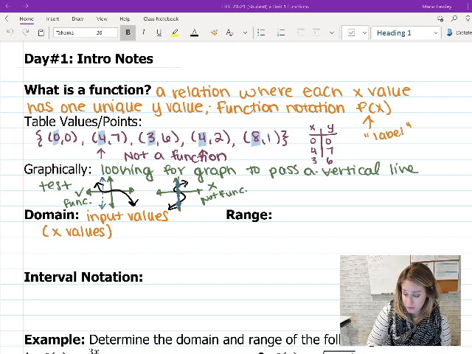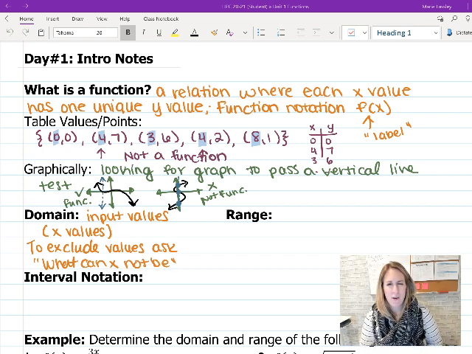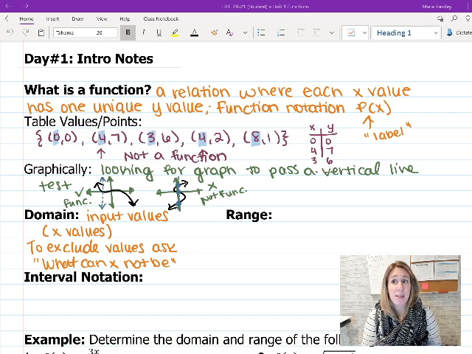So to exclude values, ask, what can x not be? That's how I always think of it. Like, what can I not plug in for x? And some of them are pretty easy to figure out.